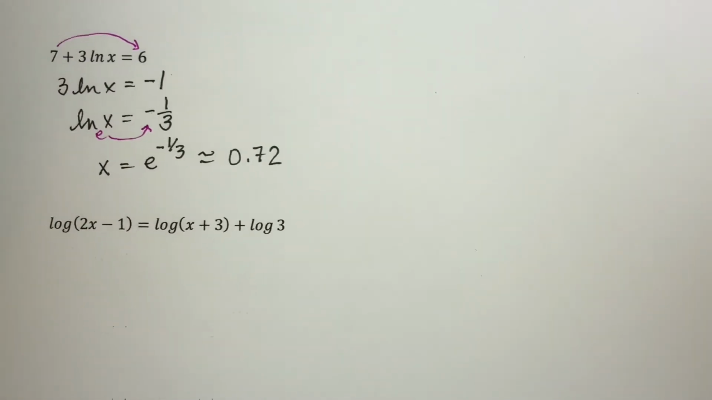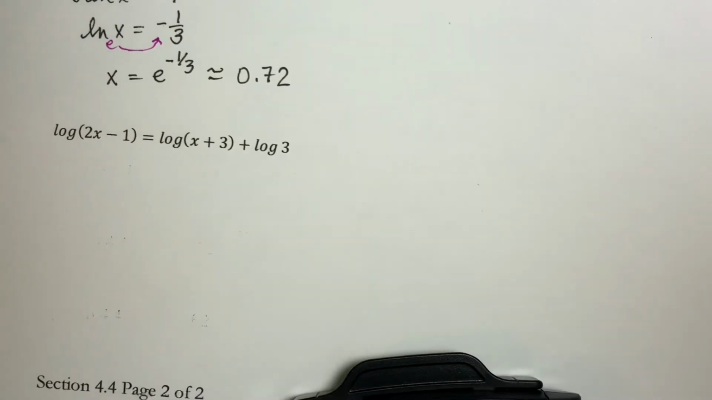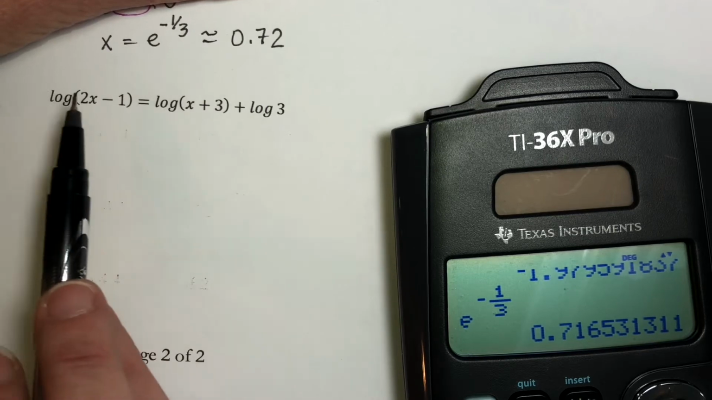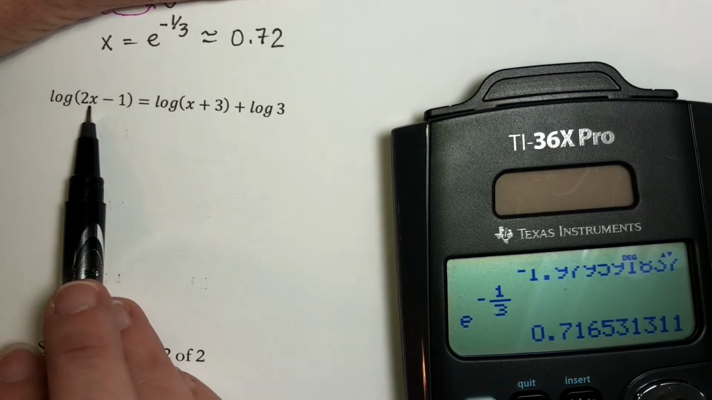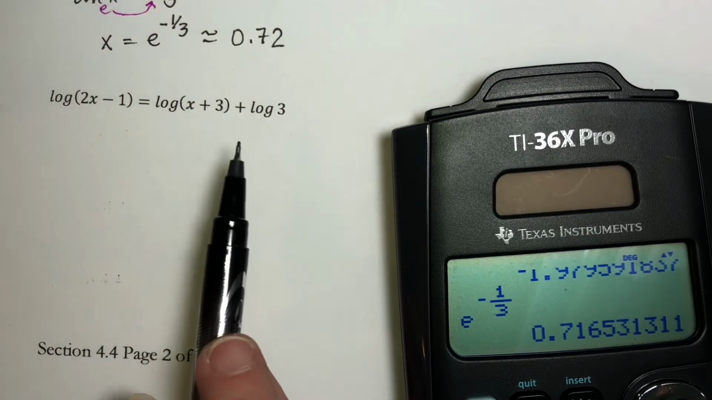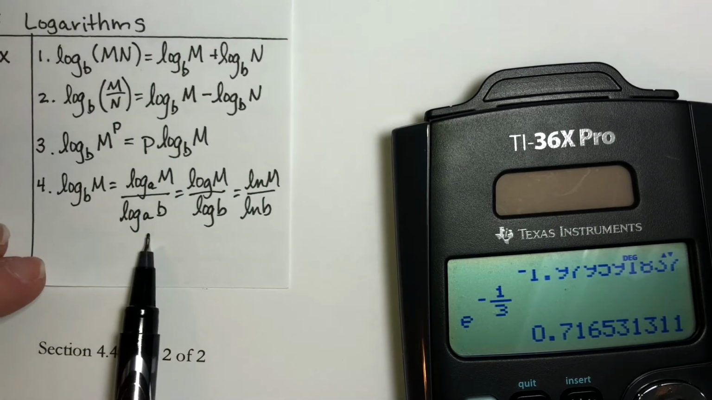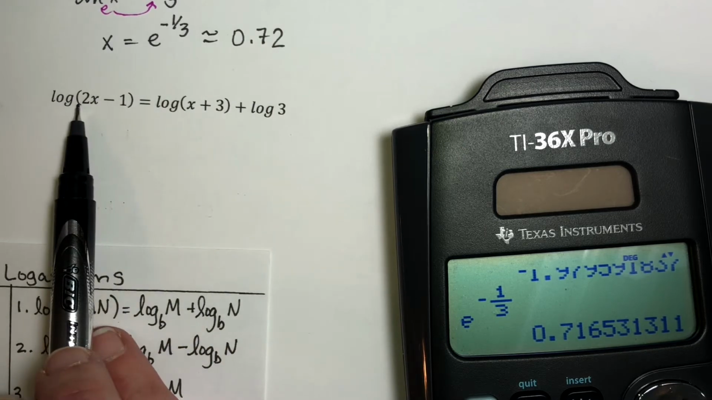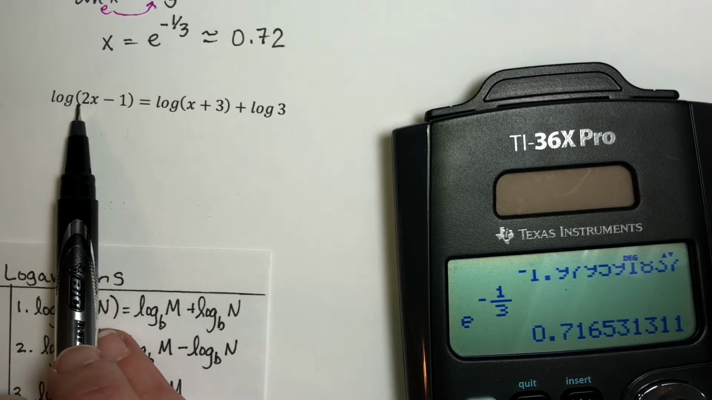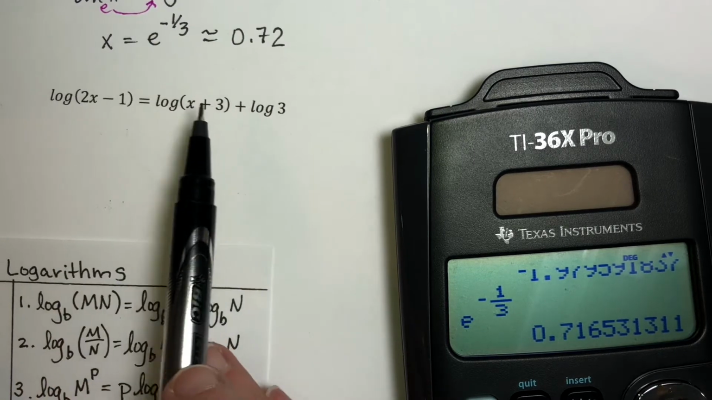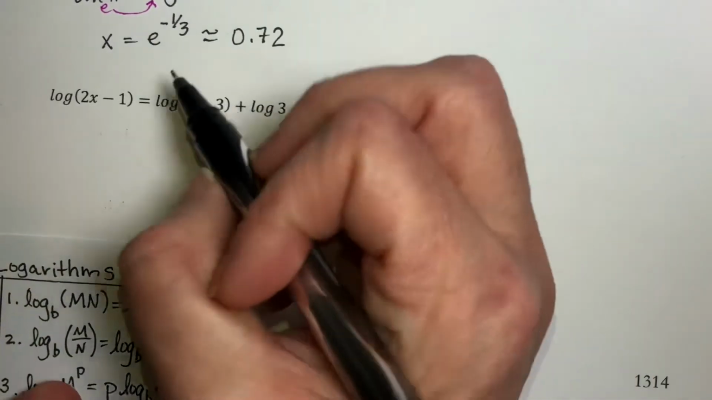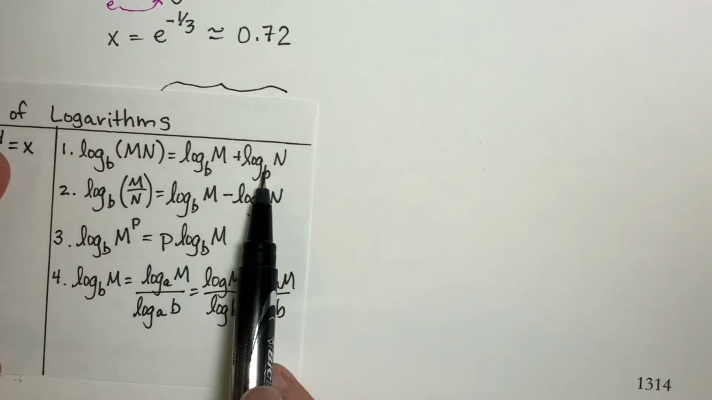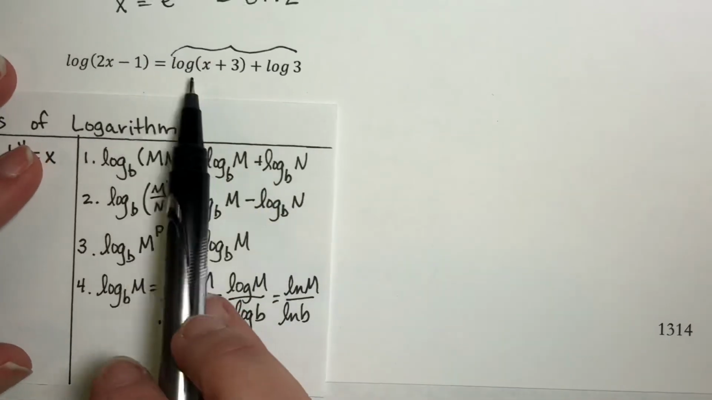Okay, so let's try this last problem. Here we have multiple logarithms and multiple ones that have x's in their arguments. We are going to need to use our properties to combine at least these two into a single logarithm. We can actually combine these two, right? What we have here is this property right here. We have 2 logarithms with the same base.